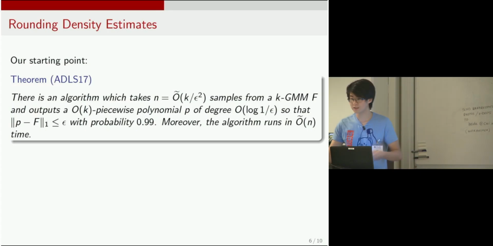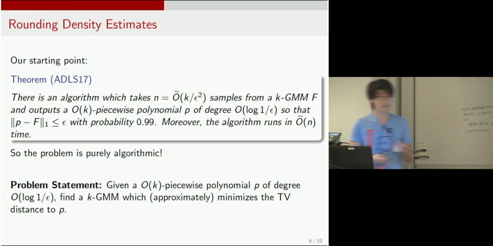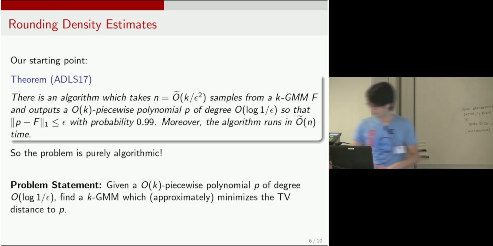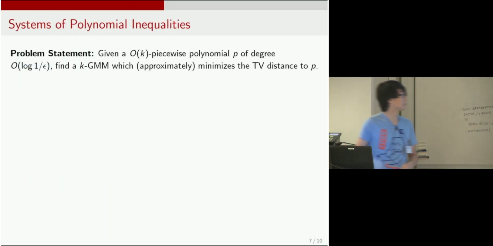In other words, given these samples for free, we can get this density estimate without any cost in either sample or runtime. And now all we need to do is a purely algorithmic problem of finding the best KGMM fit to this O of k piecewise polynomial P that we've already output. Okay? So how do we do this? This is kind of a nasty problem because mixtures of Gaussians aren't very nice to work with optimization-wise.